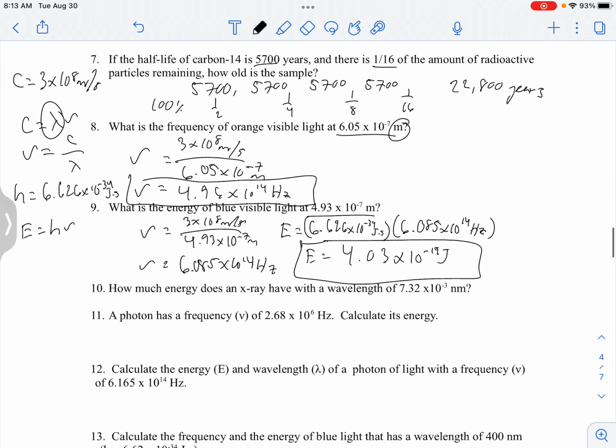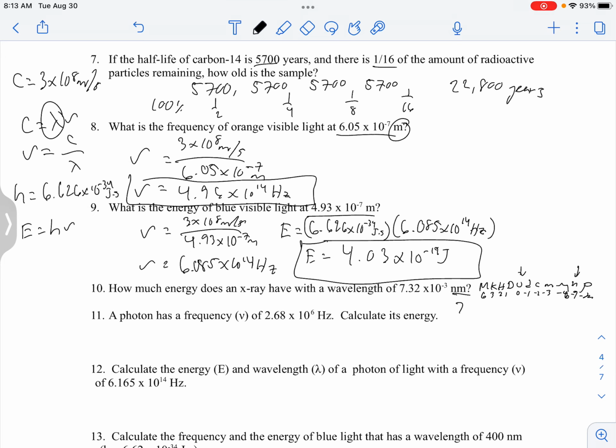Alright, continuing on. Next problem, X-ray wavelength of 7.32 times 10 to the negative third nanometers. So this one, we're going to have to convert. Remember, we have Mega King Henry died unexpectedly drinking chocolate milk up near Punahou: 6, 3, 2, 1, 0, negative 1, negative 2, negative 3, negative 4, negative 6, negative 9, negative 12. And of course we're going from nano to unit.